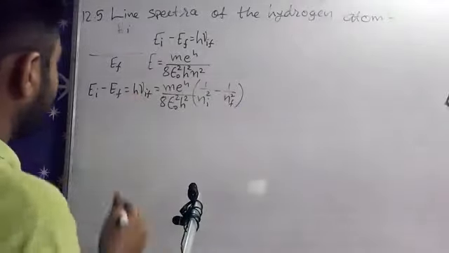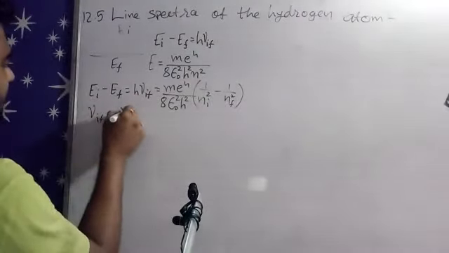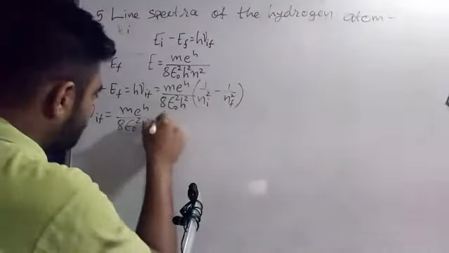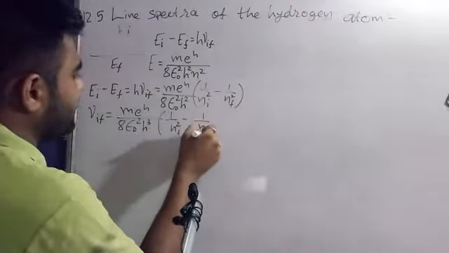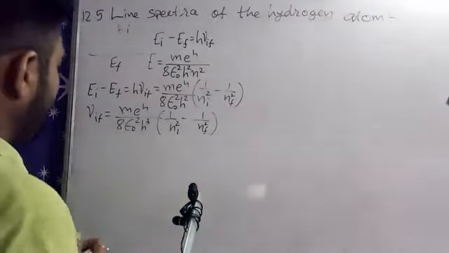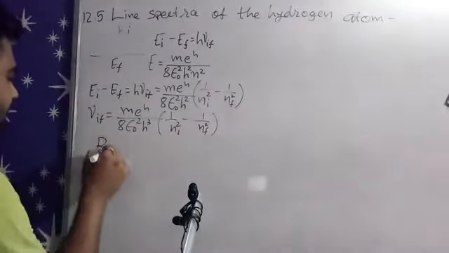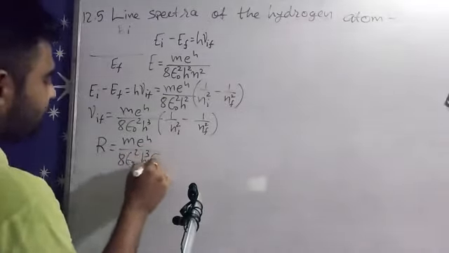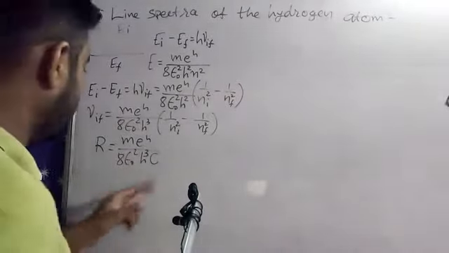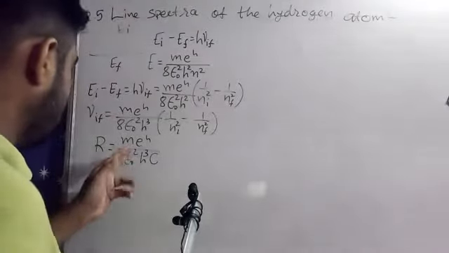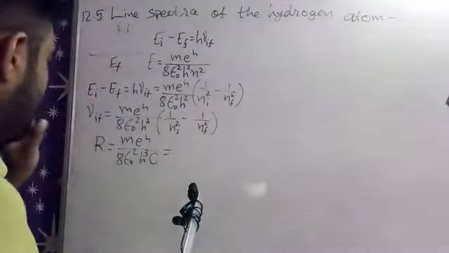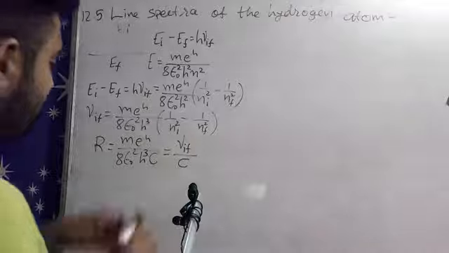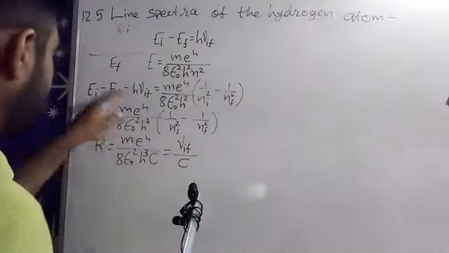Now if I make nu if the subject, nu if is equal to m e raised to 4 upon 8 epsilon 0 square h cube into 1 upon ni square minus 1 upon nf square. Now from this formula, we have R is equal to m e raised to 4 upon 8 epsilon 0 square h cube into c. How does this formula come about? It comes from here. What is our R exactly? It is equal to nu if upon c. So nu if, we put that formula from here.